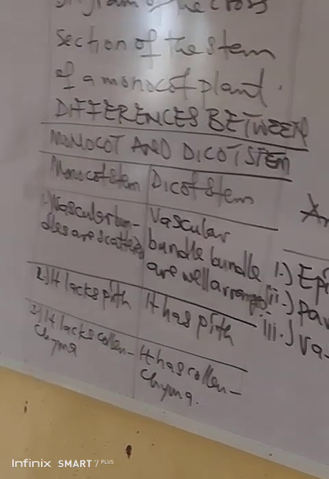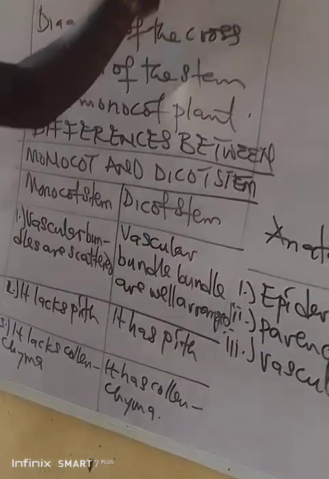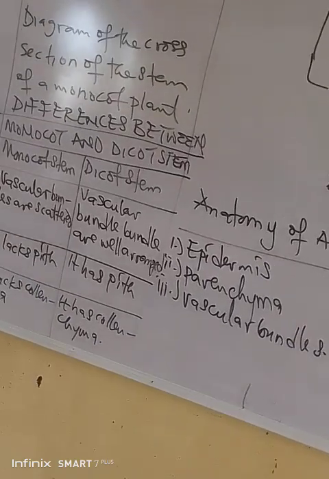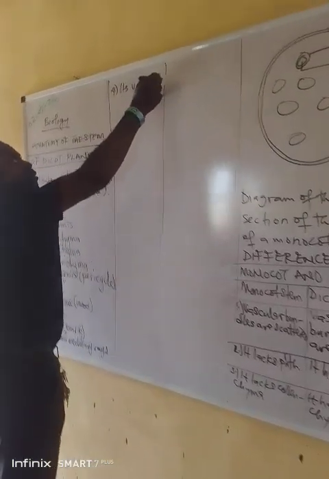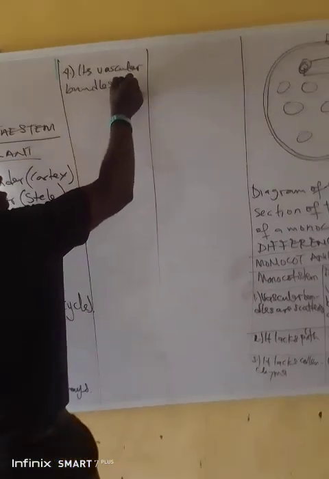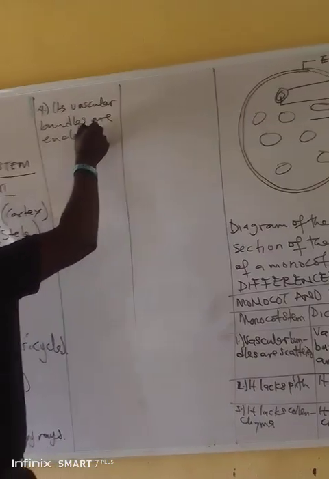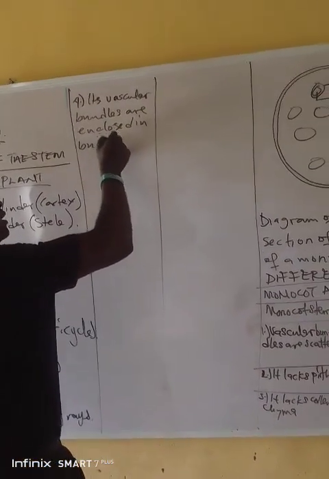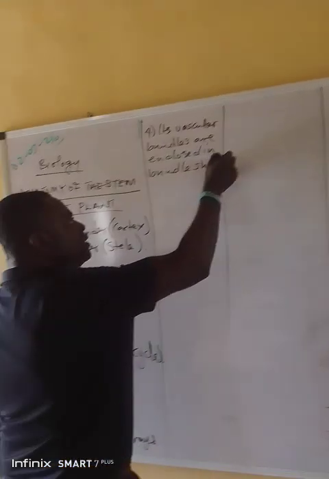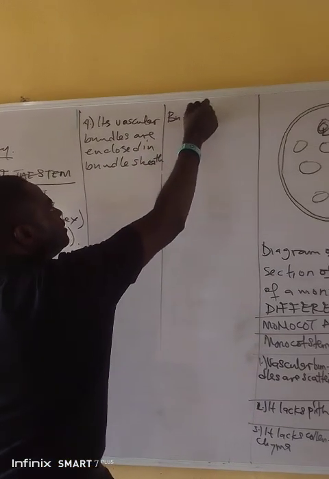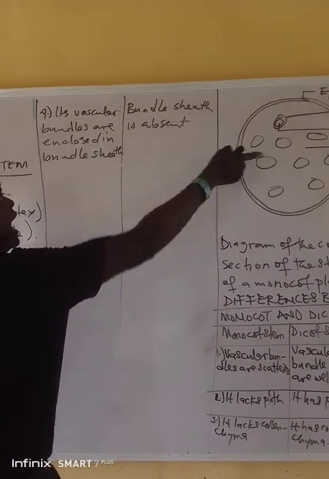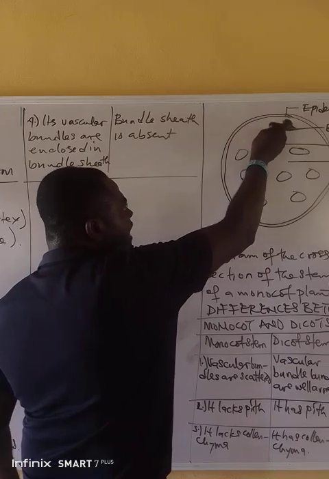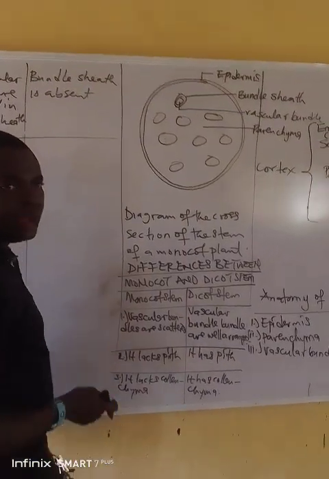So, now, another one. Both of them have xylem and phloem. Xylem and phloem are vascular bundles. So the two of them have them. But here the vascular bundles are enclosed in what? In bundle sheath. This one has bundle sheath. Bundle sheath is absent in dicot. There's a bundle sheath that encloses the vascular bundle.